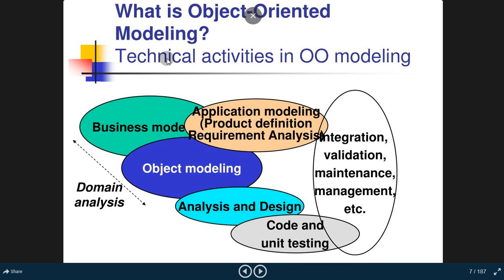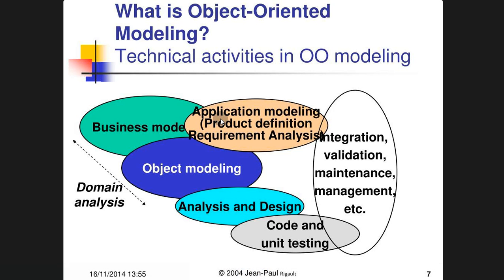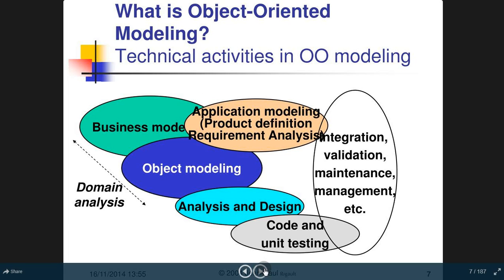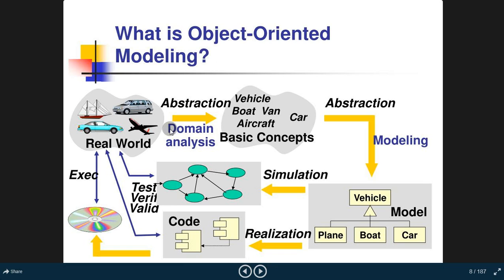So what is object oriented modeling? Technical activities in object oriented modeling are the domain analysis, the business model, object modeling, analysis and design, code and unit testing, application modeling, product definition, requirement analysis, integration validation, maintenance and management. All these points are required for object oriented modeling.